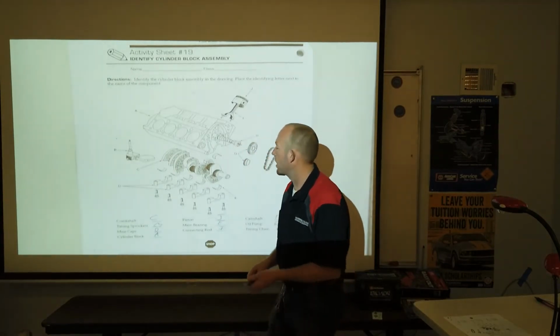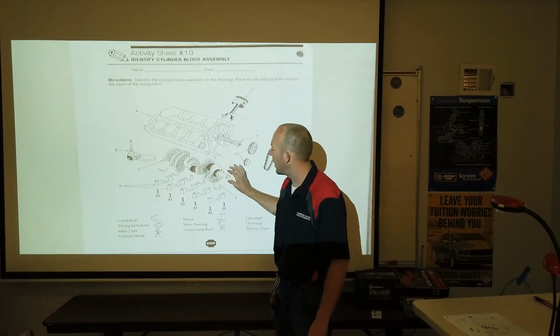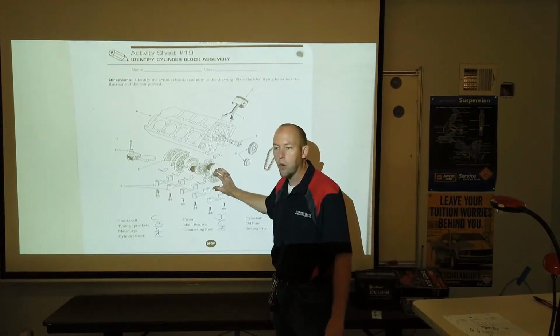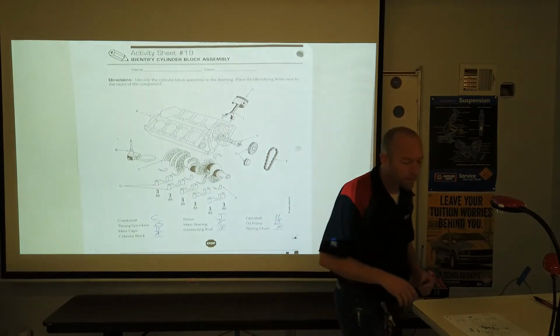It's not uncommon on a lot of modern motors to have a little cog on the front of the crank, and they'll bolt the oil pump up to the front of the crank so that when the crank turns, it also drives the oil pump.